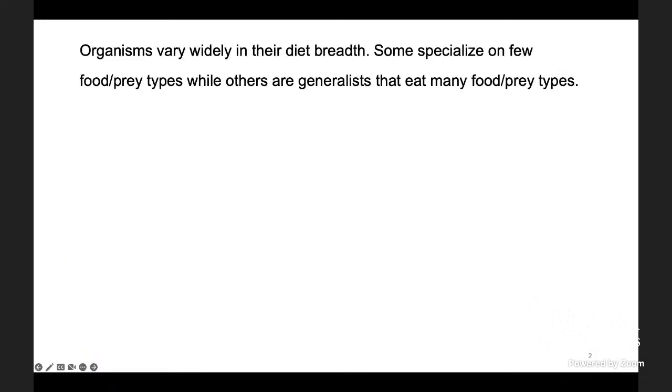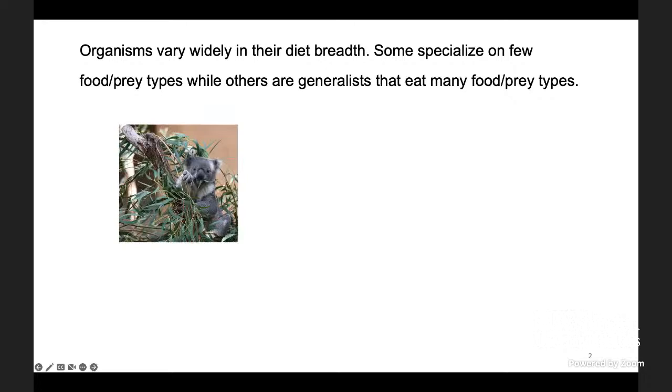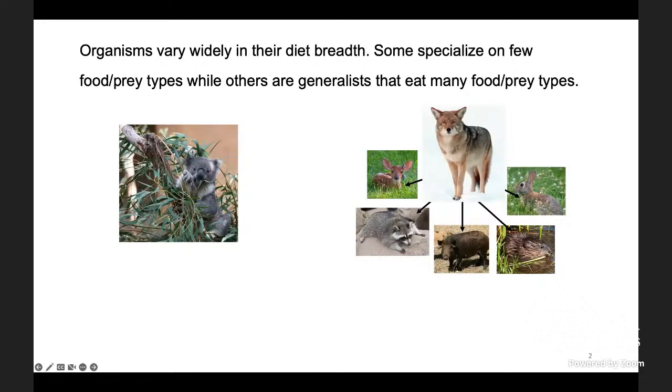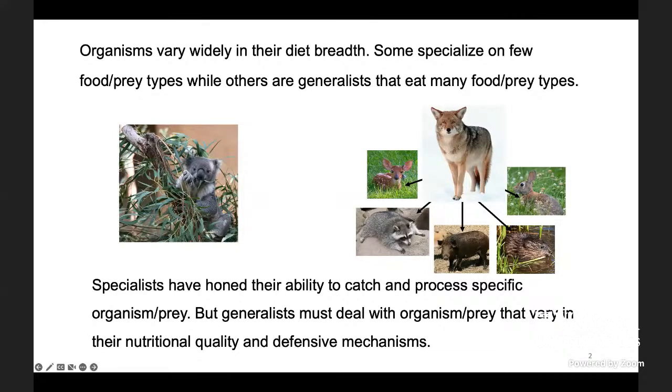So organisms vary widely in their diet. Some are diet specialists such as the koalas over here that feed mostly on eucalyptus leaves, whereas others, such as the coyotes, are diet generalists that feed on very many prey species. Now, specialists have honed their ability to process and catch specific organisms or prey, but diet generalists must deal with organisms that vary in their nutritional quality or their defensive mechanisms.